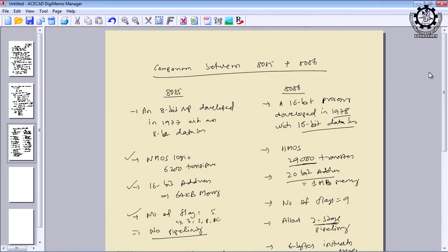What is pipelining? Overlapping the execution of different instructions. Okay. So, data pipelines are not supported, only instruction pipelines are supported, and that too in two stages. We shall see how a two-stage pipelining is implemented in 8086.